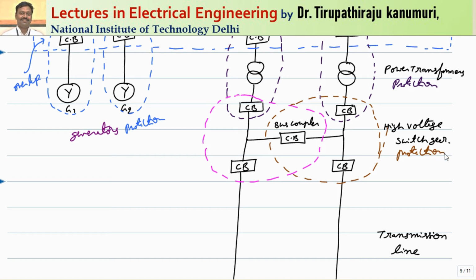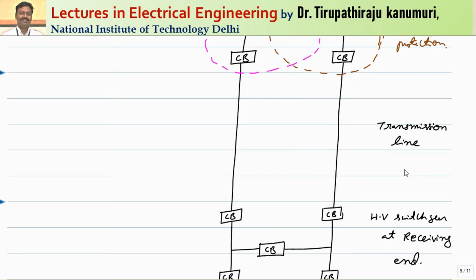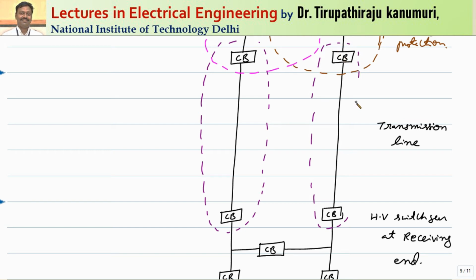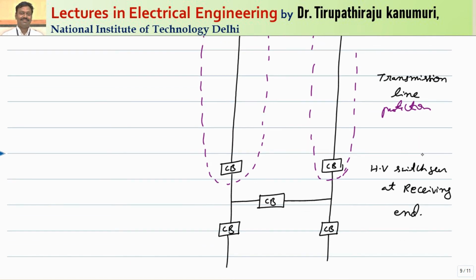This is another zone. The same thing is the case now coming to the transmission line. Again there will be some overlap between this transmission line and this one. Again this part will be protected. This is called the transmission line protection. So the transmission line protective zone is there. The same thing is the case here, a little bit of overlap will be there. This is the zone for transmission line protection.